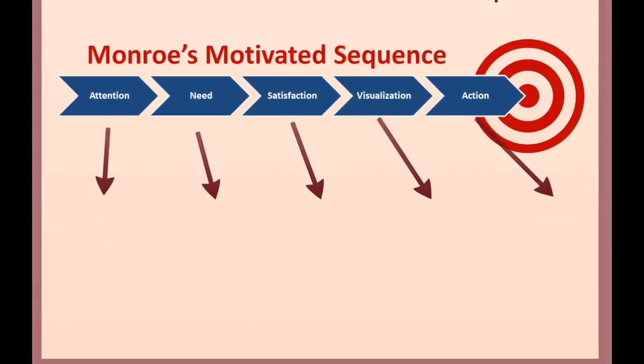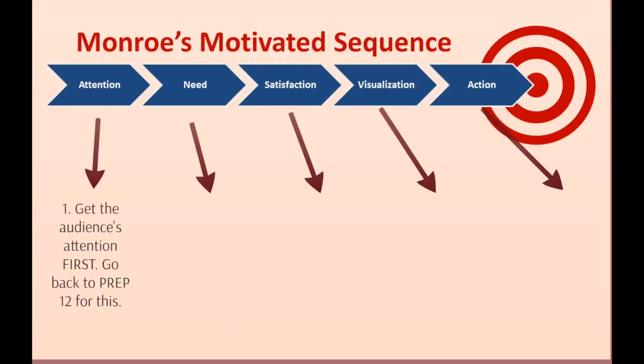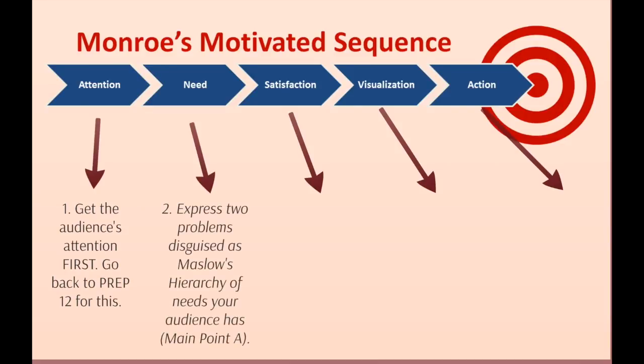All right, so the first thing that you want to do in Monroe's motivated sequence is get the audience attention. So go back to prep 11 for this. If you have any questions about the attention, remember, this is really key. If you don't get the audience's attention in the very beginning, then they're going to tune out before we can even get into the meat and potatoes of what we're talking about. So attention is pretty simple, right? Get the audience attention.